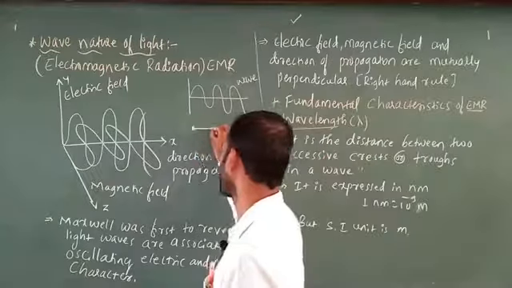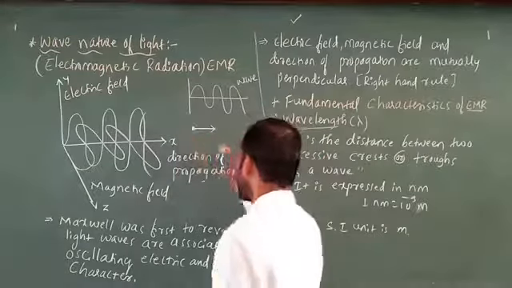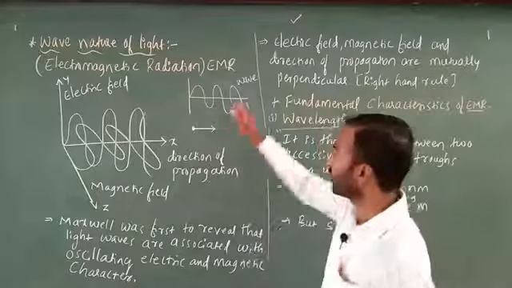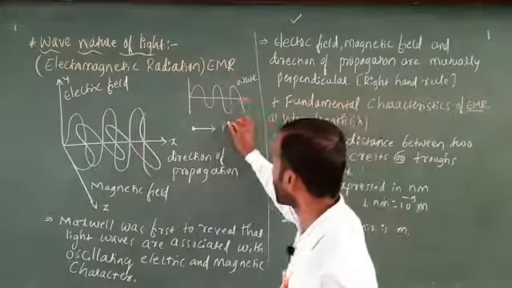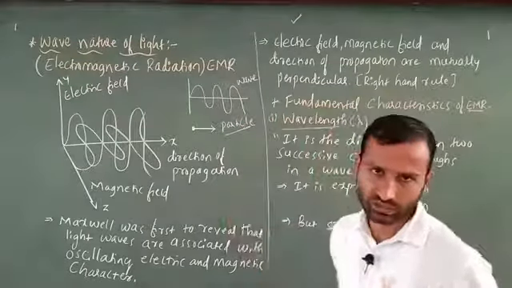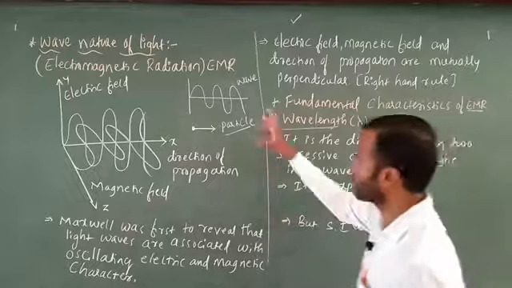I am talking about a bullet. A bullet moves in a straight line. That is why light has a dual property: one is a wave, another is a particle. This is the basic idea. These two points are most important.